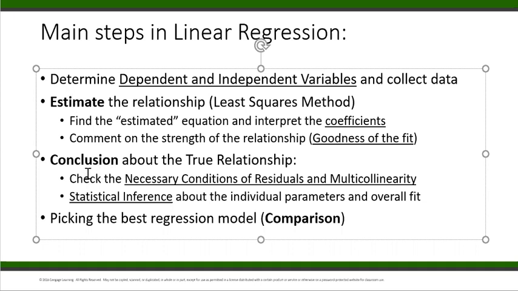Then we need to be able to make a conclusion about the true relationship by checking the necessary conditions for residuals and also checking for multicollinearity. And once we have all these prerequisites, we can go ahead and conduct statistical inference and make some conclusion about the true relationship. Because at the end of the day, when we're conducting linear regression, this is the true and genuine idea behind it. We want to make some conclusion about the true relationship.